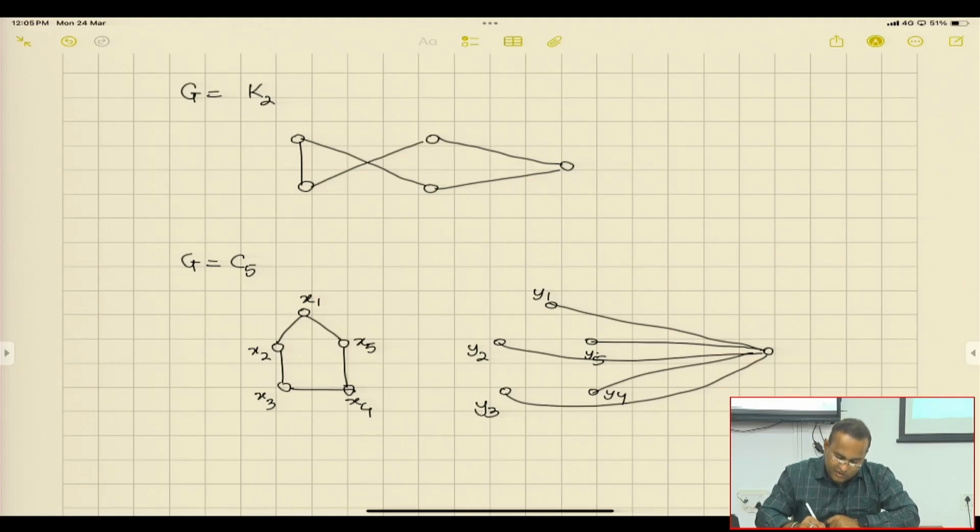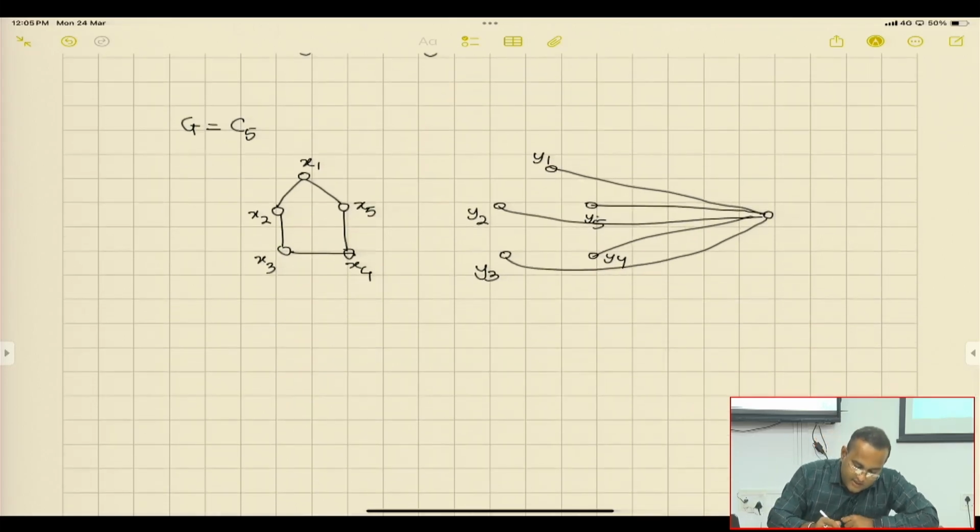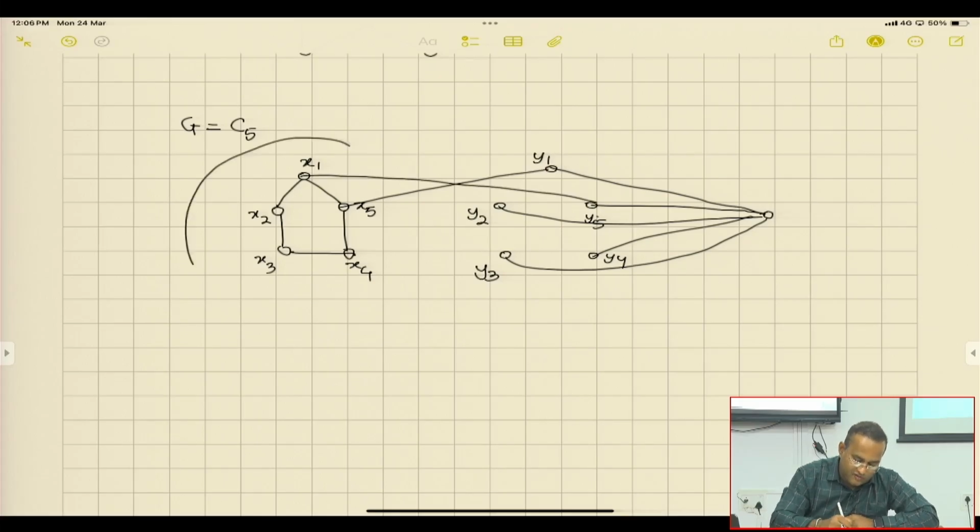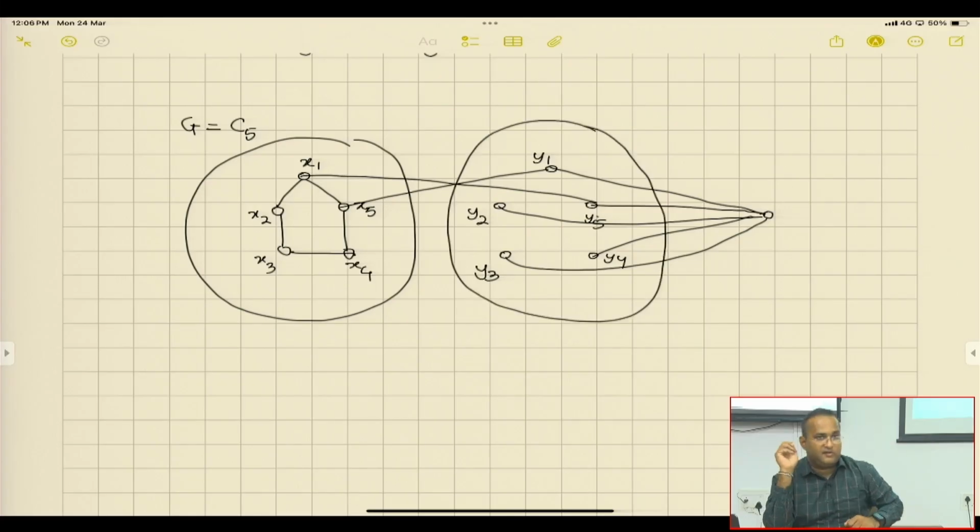y1, y2, y3, y4, y5. Then y1 x5 will be adjacent, y5 x1 will be adjacent, right? Similarly, the edges between this and this can be drawn, right? So here, can you observe something?